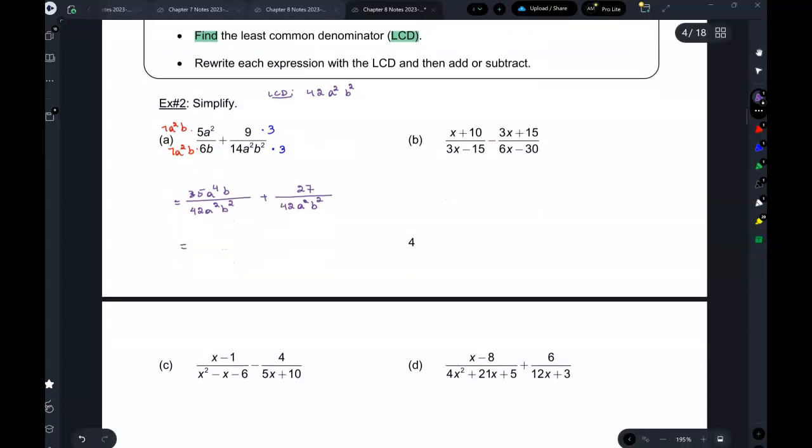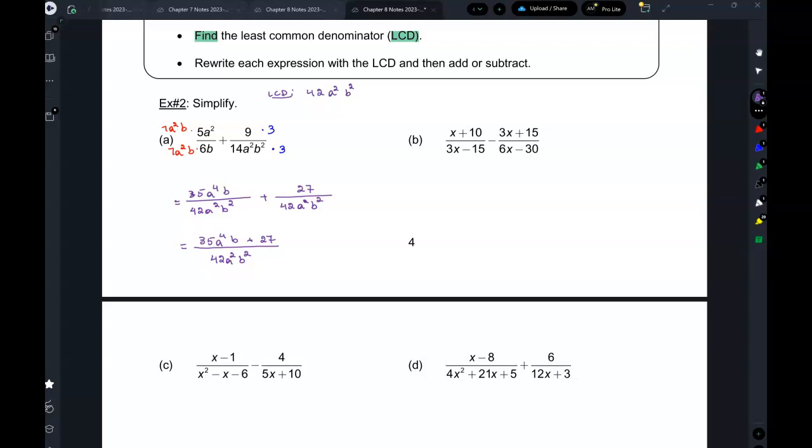So at the end of the day, I have one denominator. When I add them, now I have a common denominator, which is 42a squared b squared. And when I add the numerators, I get 35a to the 4b plus 27. And if this doesn't look conventional like all the other rational expressions that you've seen, that's okay, because who are we to judge? Right, let's move on.